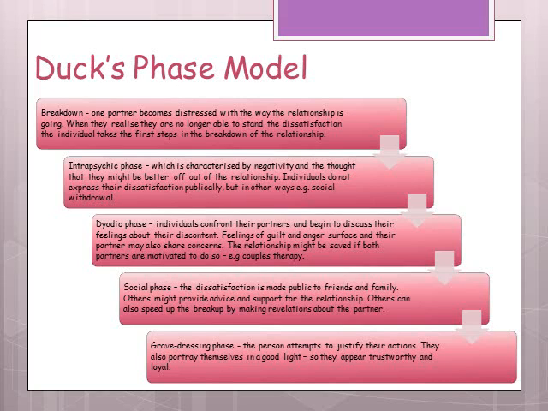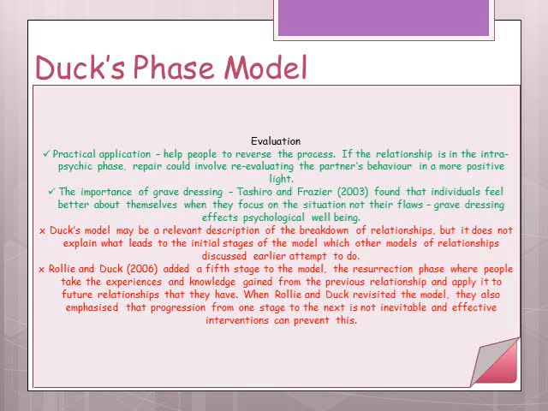Social phase is when the dissatisfaction is made public to friends and family. Now, others here might provide advice and support, and that could help save the relationship. However, other people could also speed the break up by making revelations about the partner. The final phase is the grave dressing phase, and this is where the person attempts to justify their actions. They also portray themselves in a good light, so they appear trustworthy and loyal. So they create their own version of the relationship about why it ended.